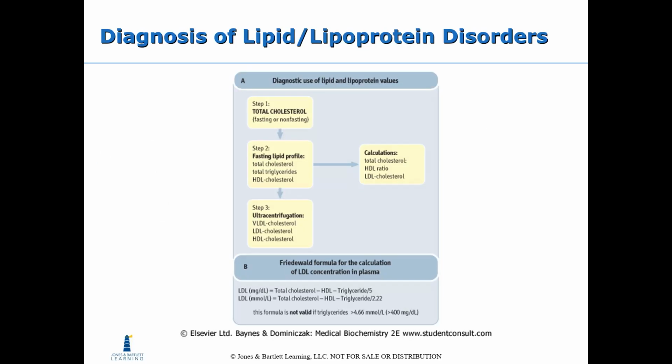This is a chart used in the diagnosis of lipid and lipoprotein values. Step 1 is looking at total cholesterol, fasting or non-fasting. Then you look at the fasting lipid profile: total cholesterol, total triglycerides, and HDL cholesterol. You do the calculations to find the HDL ratio and LDL cholesterol. Step 3 is ultracentrifugation for VLDL cholesterol, LDL cholesterol, and HDL cholesterol. The equation for the Friedewald formula is listed below. Again, this formula is not valid if triglycerides are over 400.